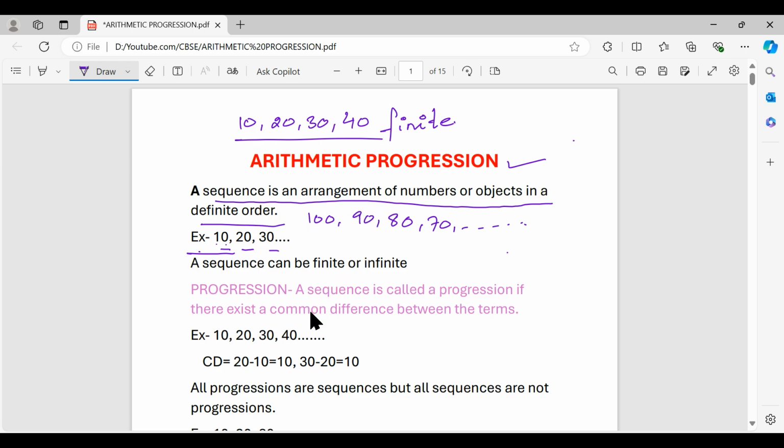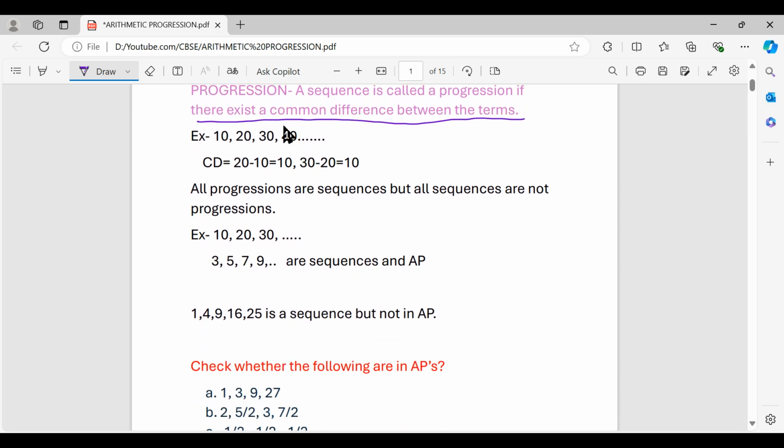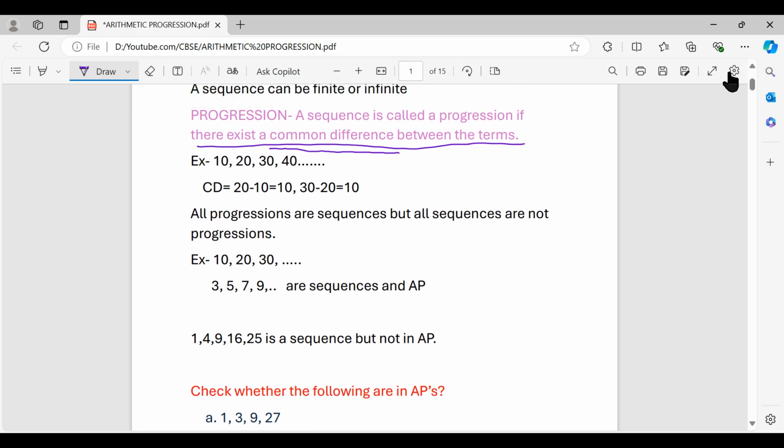Now there is another term that is an arithmetic progression. So when do we call a sequence a progression? A sequence is called a progression if there exists a common difference between the terms. So you have to be clear about this word common difference. This is very important to understand. Whenever we speak about a progression, there is a common difference between the terms. If there is no common difference between the terms, that sequence is definitely not an arithmetic progression.